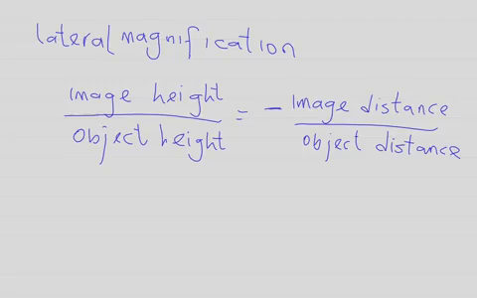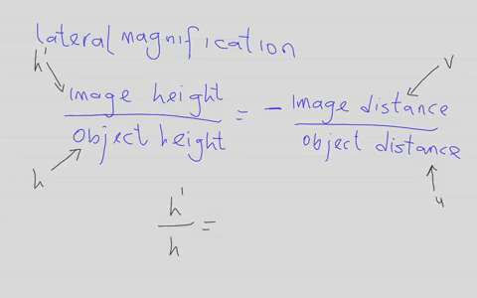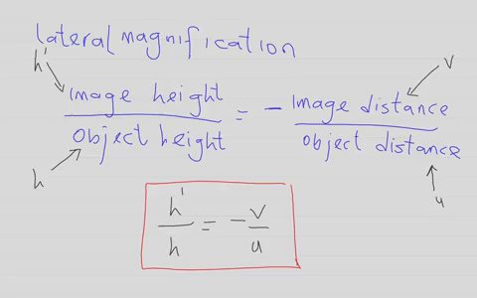If this is h prime and this is h, h prime is the image height. This is the symbol to represent it. Like in this case, you may read another page and then use that. So if this is v and this is u, then h prime over h is equal to minus v over u. So take note of this equation. Really important. So, lateral magnification.